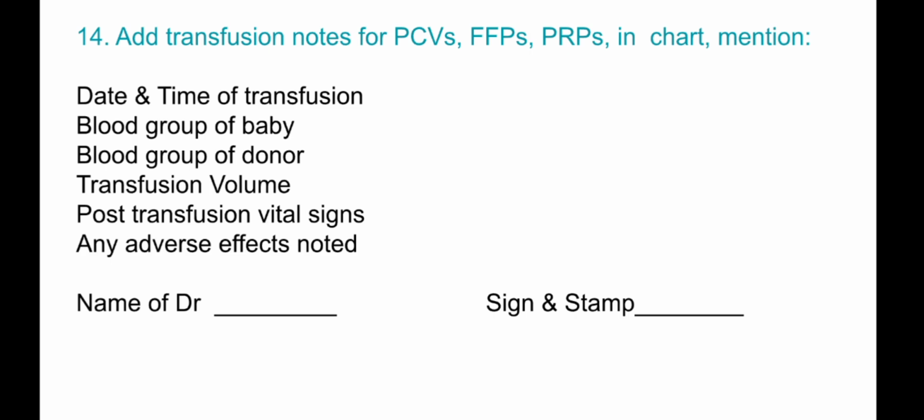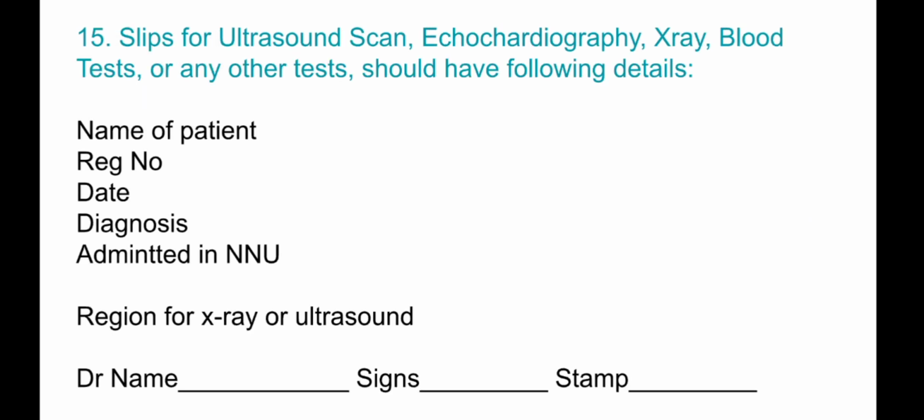Add transfusion notes for blood products in the chart. So mention the date and time of transfusion, blood group of the baby, blood group of the donor, transfusion volume, post-transfusion vital signs, any adverse effects noted, and finally your name and your signs and stamp. Remember that signs are not an alternative for name. You have to write your full name, then comes the signature, and then comes the stamp.